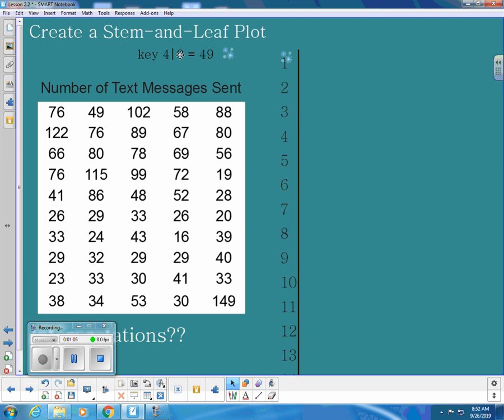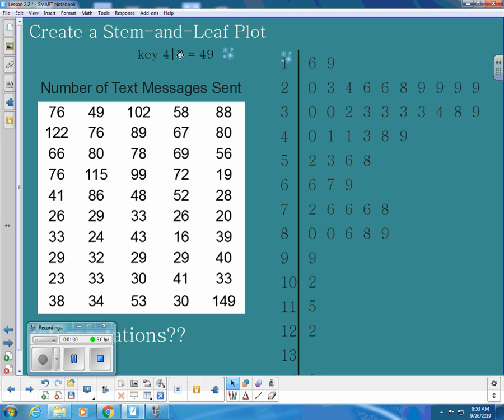So you go through your text messages and you just write them down in whichever row they need to be in. So we go through it. It's 7|6, 12|0, 12|2, 6|6, 7|6, and so on. Fill that in. And then you need to go back and put them in numerical order. So the final stem plot should look like this.